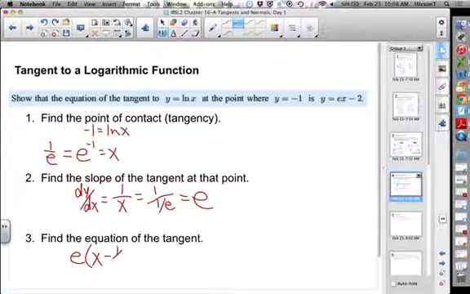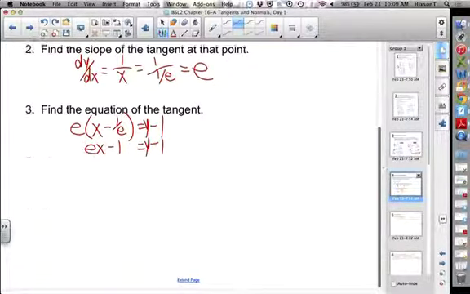Then I can plug that in and I can figure out x minus 1 over e, and y equals ex.